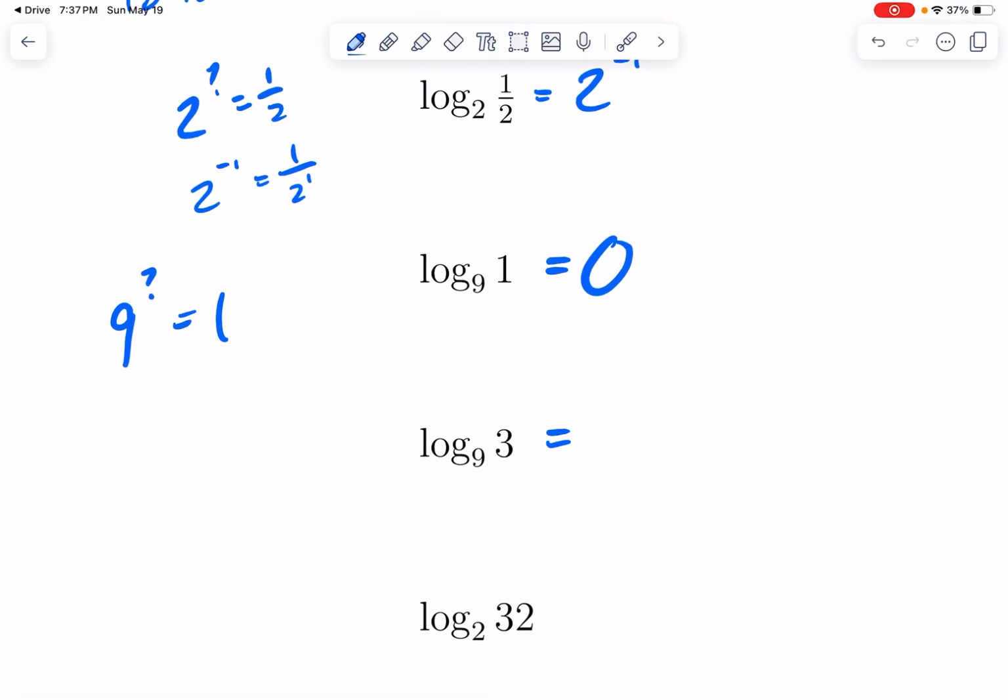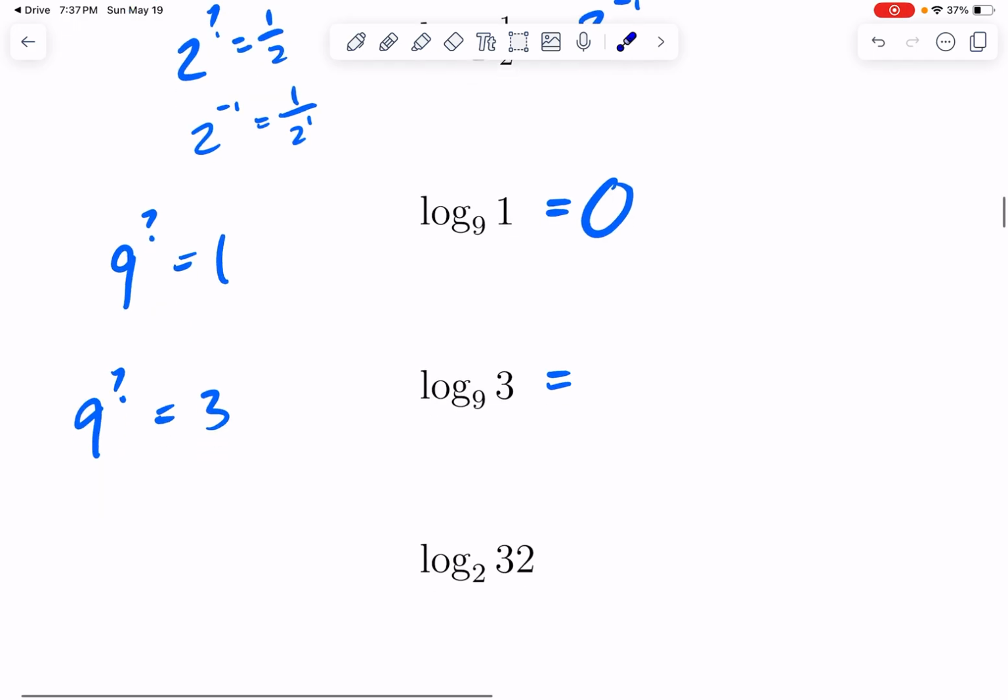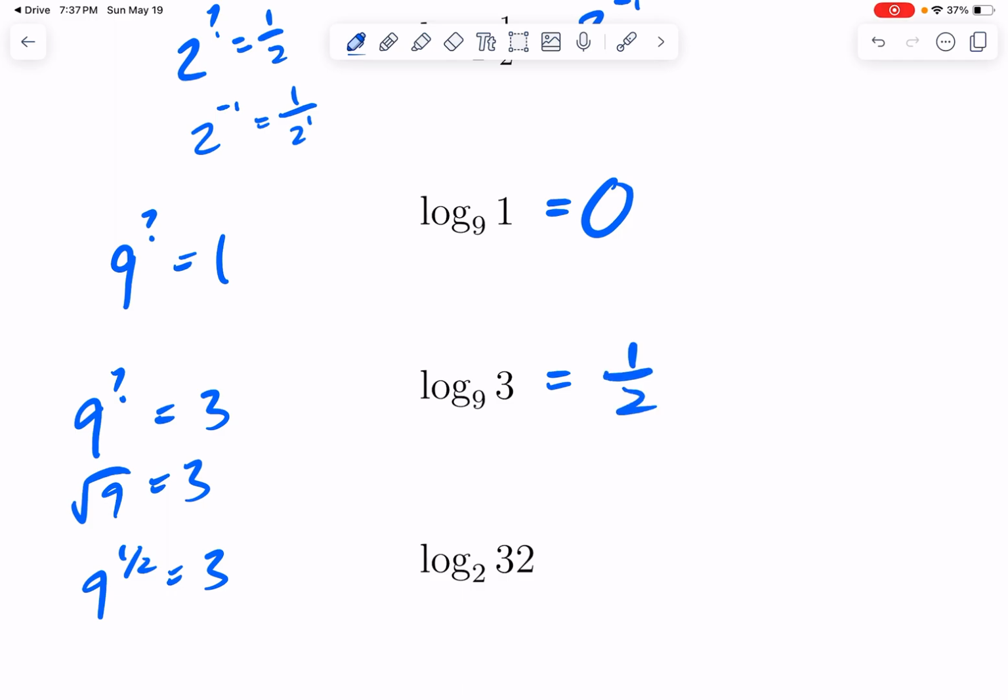Log base 9 of 3. So 9 raised to which power is 3? It's not negative because we're not getting a fraction, but it's not a whole number power, right? 9 to the first is already 9. So that might make you think, oh, it's a fraction. And fractions are roots. So we know the square root of 9 is equal to 3. And hopefully you remember that a square root is actually just the same as the half power. So this is 1/2. 9 raised to the 1/2 power is equal to 3.